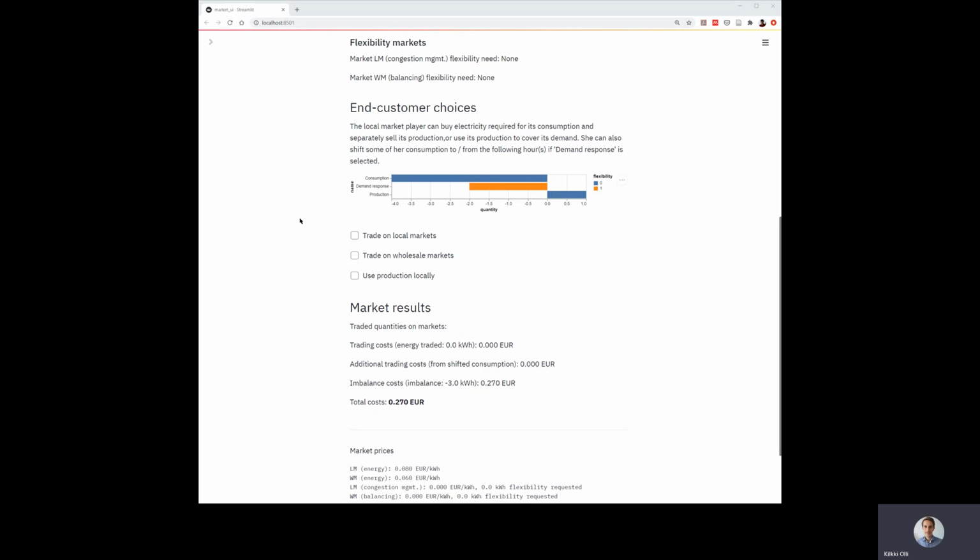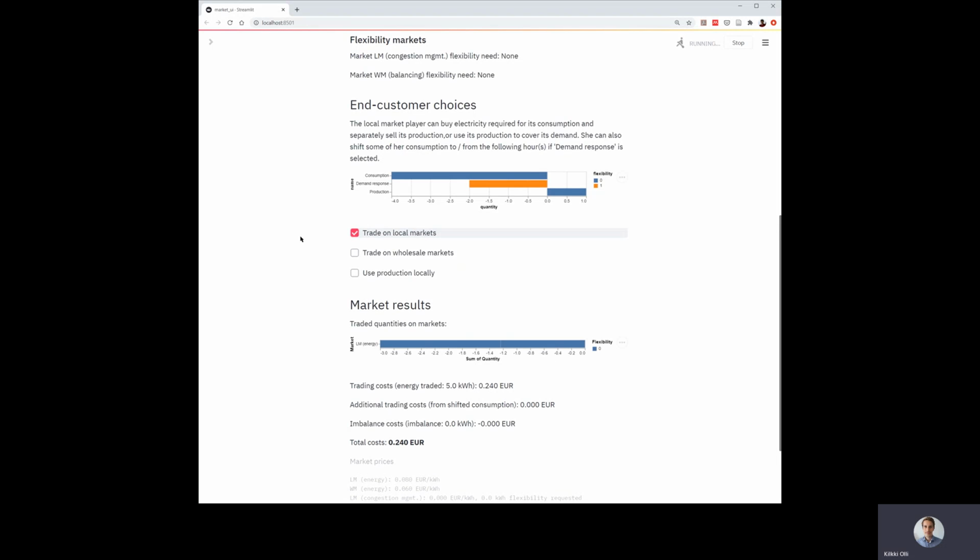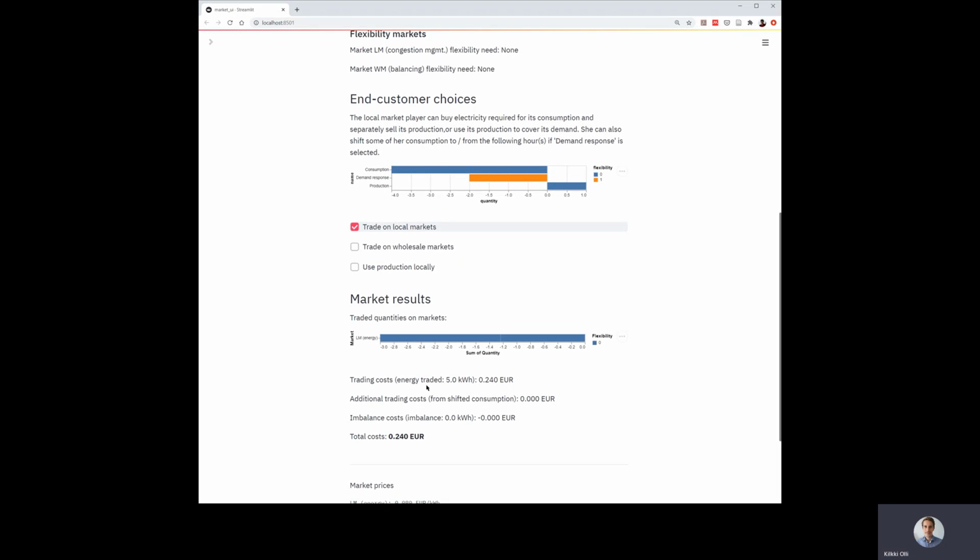Then we have choices for trading these resources. So we could, for example, trade on local markets. And then we see that we have 5 kilowatt hours of energy traded in total, resulting in a balance of 3 kilowatt hours due to 4 kilowatt hours procured and 1 kilowatt hour sold. So in practice, just 3 used from that market.